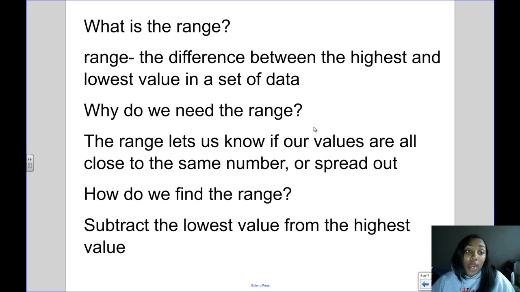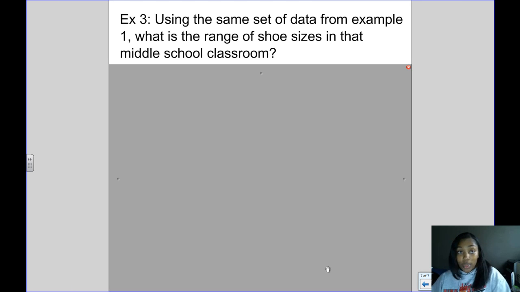So what is the range? The range is the difference between the highest and the lowest value in a set of data. Why do we need the range? The range lets us know if our values are all close to the same number or spread out. And how do we find the range? We subtract the lowest value from the highest value.